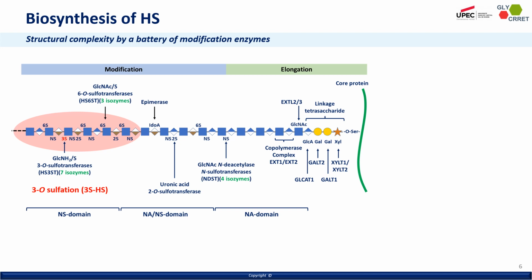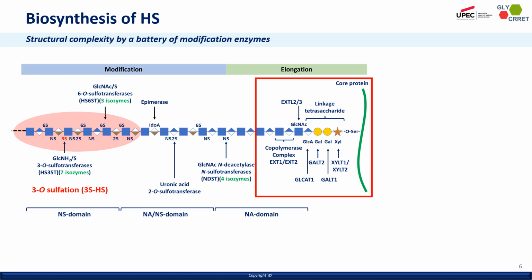The heparan sulfate structural complexity can be traced back to its biosynthesis by a battery of modification enzymes. When we look at heparan sulfate biosynthesis, we find a core protein with a serine residue. To this serine residue, there will be O-linked xylose, galactose, and glucuronic acid. This is also known as a tetrasaccharide linkage.